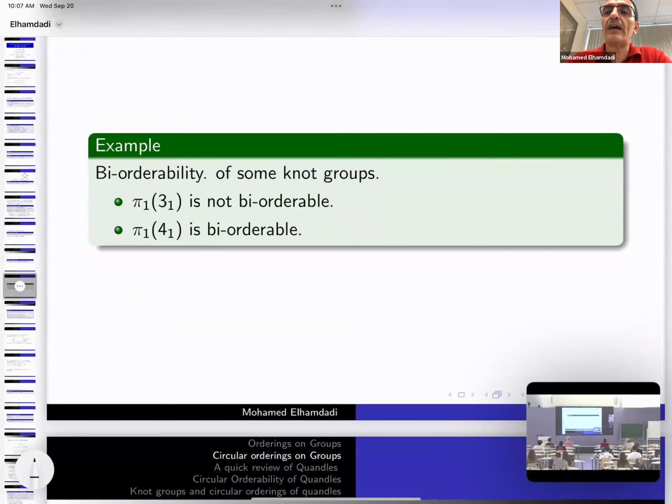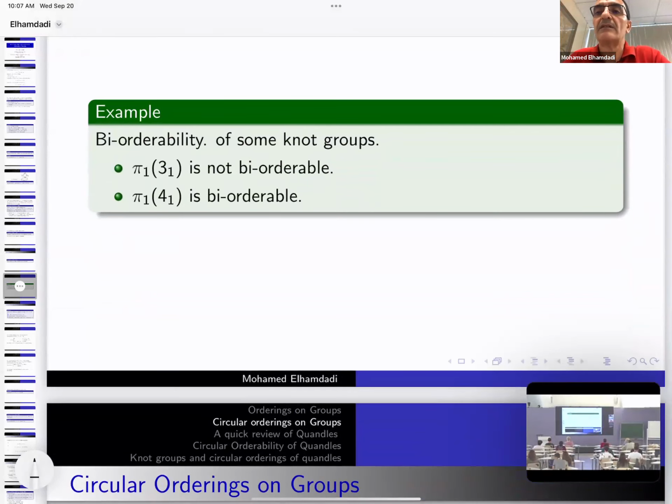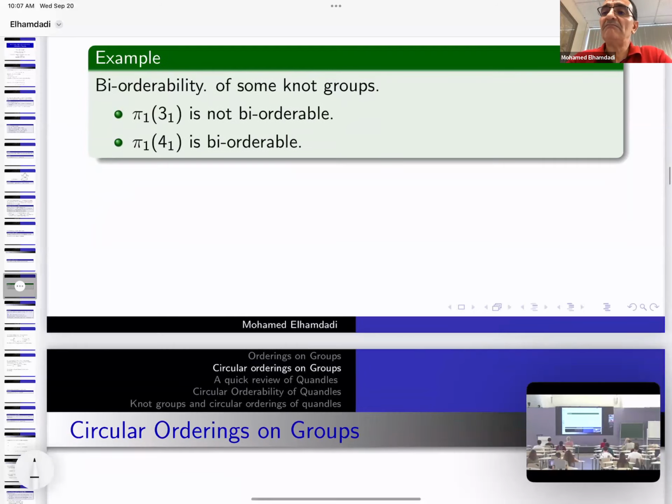Now, if we look at bi-orderability of knot groups, here are some results. The fundamental group of the trefoil is not bi-orderable. In fact, more generally, we'll see later that the fundamental groups of torus knots are not bi-orderable. The fundamental group of the figure-eight knot is bi-orderable. This comes out as a consequence of this result.